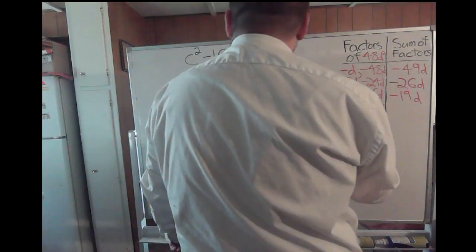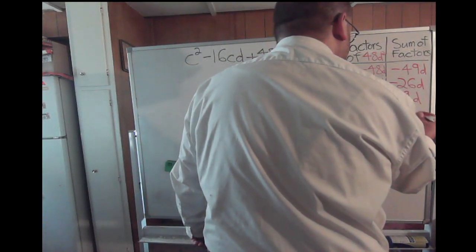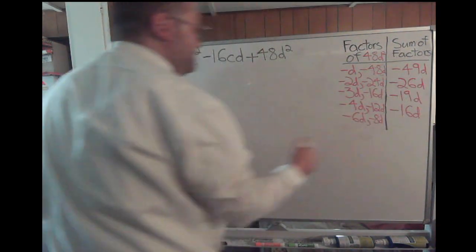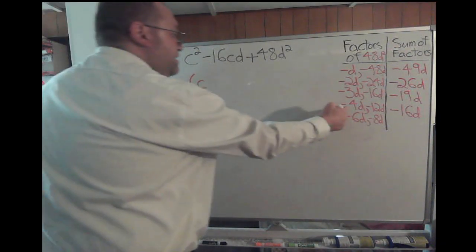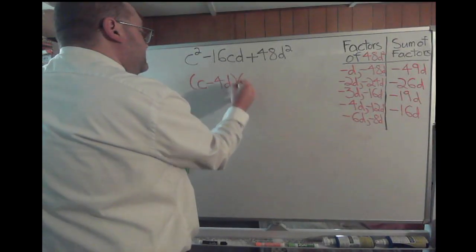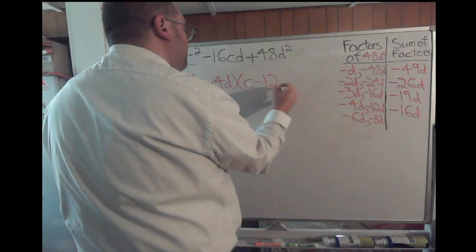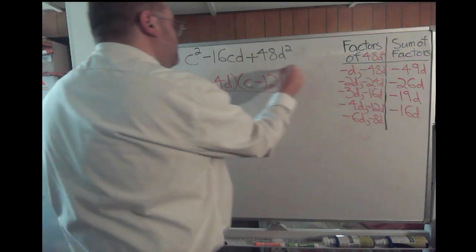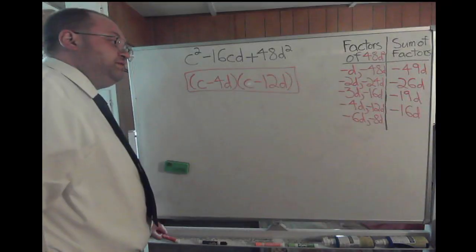How about negative 4d and negative 12d? Well, that gives you negative 16d, and you need your coefficient of negative 16, which you have here. So we can stop there. You'll take your factors of c minus the 4d, that quantity times c minus the 12d. So the answer you should get for this would be the quantity of c minus 4d times the quantity of c minus 12d.